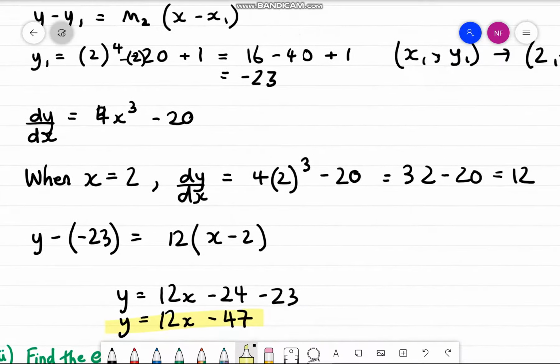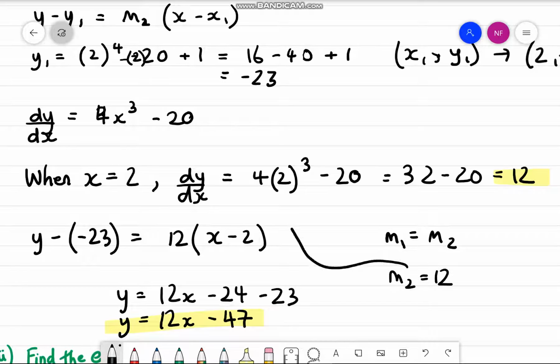I just want to quickly note that because I didn't say it explicitly, here we've worked out the gradient of the curve at x equals 2. And because we know that m1 is equal to m2 with a tangent, then we can just simply say m2 is equal to 12. Hence, we can input it into our formula that we established at the beginning.